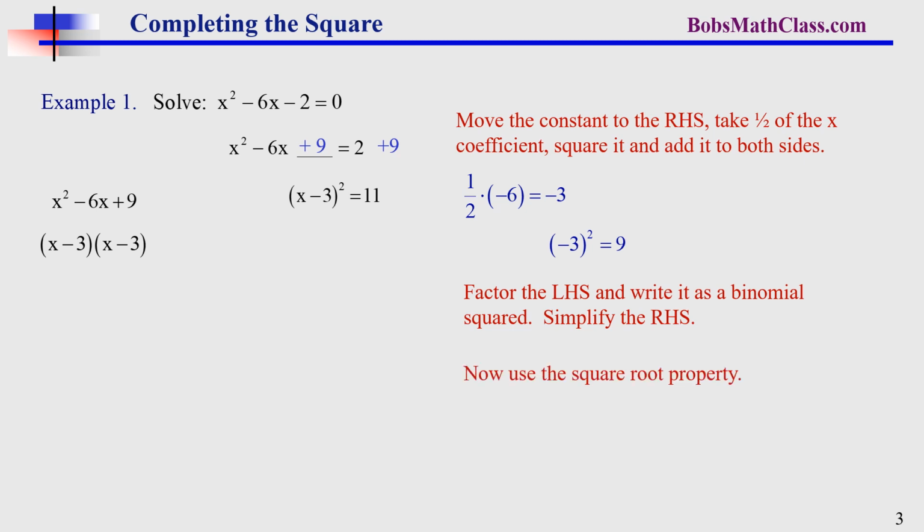What's next? The square root property. We just did this in the last video. You get rid of the square on the left-hand side, put a square root on the right-hand side, and don't forget the plus and minus. And now we can add the 3 to both sides, and we're all done. 3 plus and minus square root of 11.